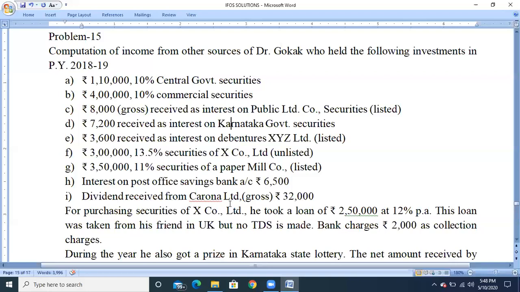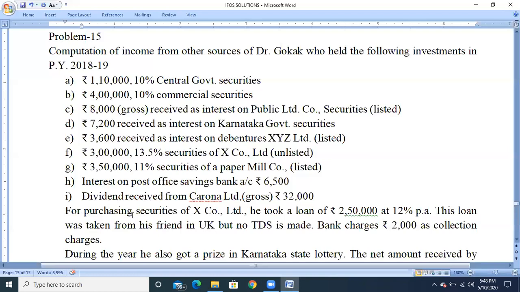Next, dividend received from Corona Limited, gross rupees 32,000. Corona Limited will be treated as an Indian company because they have not mentioned any foreign company or cooperative society. For dividend from an Indian company, whether they have given the gross or the net, the amount is exempted up to rupees 10 lakh, and above 10 lakh the difference will be taxable. Since the dividend is less than 10 lakh rupees, it is fully exempted from tax.